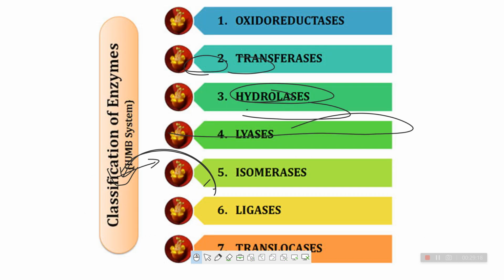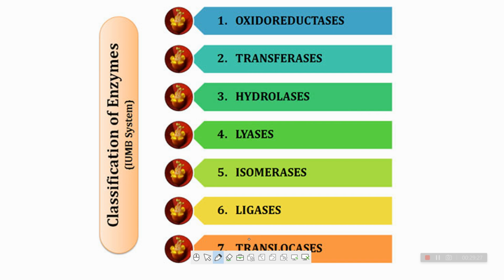Okay. Next is the classification of enzymes. Enzymes are classified into 7 groups. First is oxidoreductase, second is transferase, third is hydrolase, fourth is lyase, fifth is isomerase, sixth is ligase, and seventh is translocase.